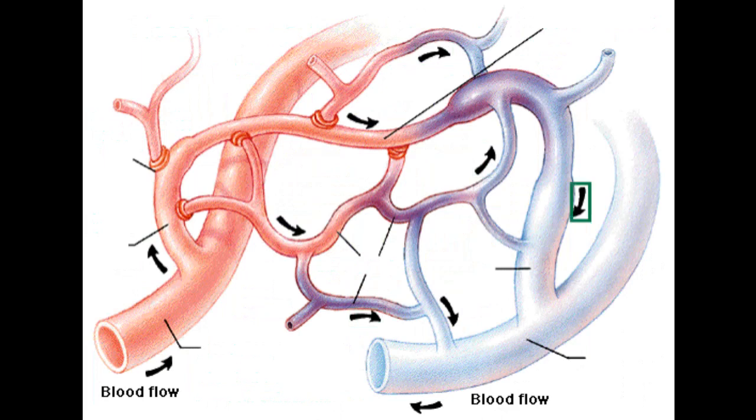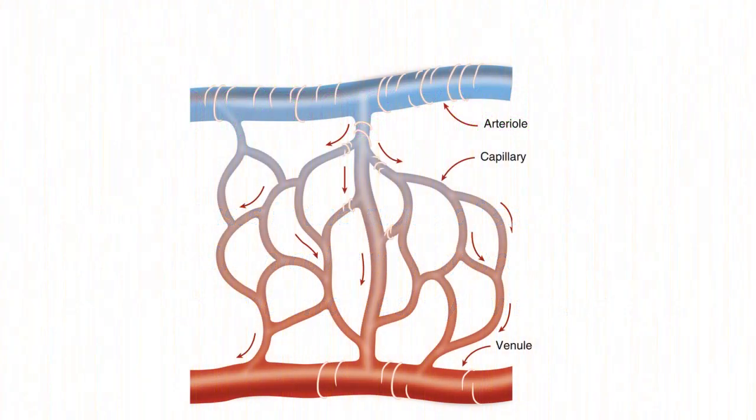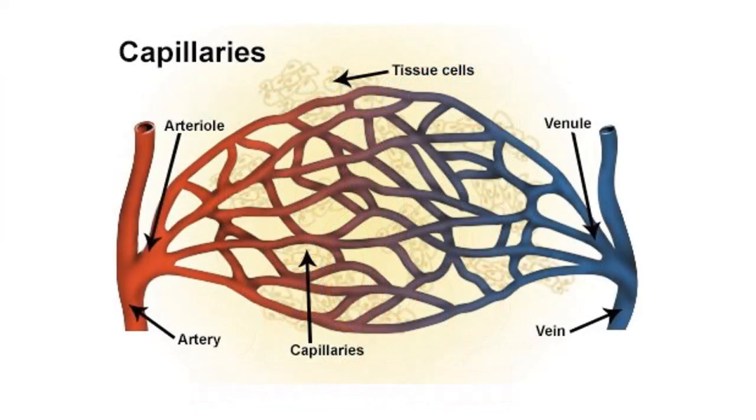Capillaries are essential for maintaining the homeostasis of tissues by ensuring the delivery of oxygen and nutrients and the removal of waste products. They facilitate the exchange of substances that support cellular metabolism and function. And the third important part of our circulatory system is blood.